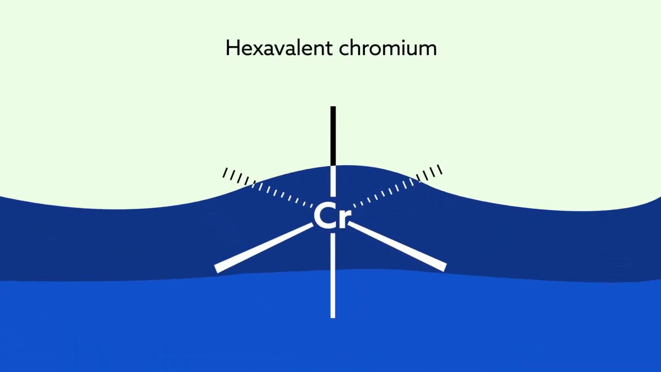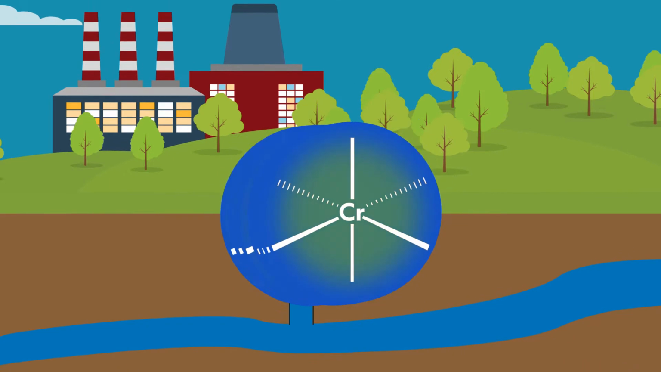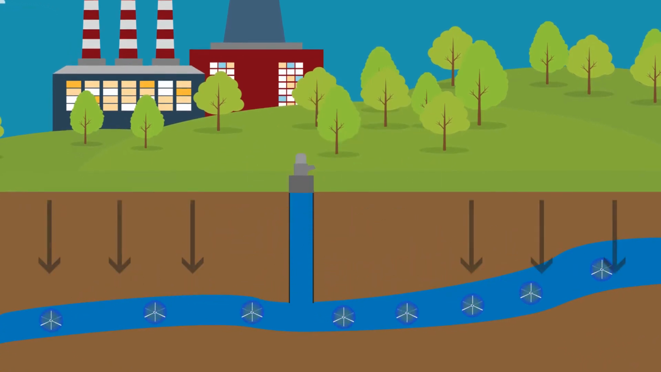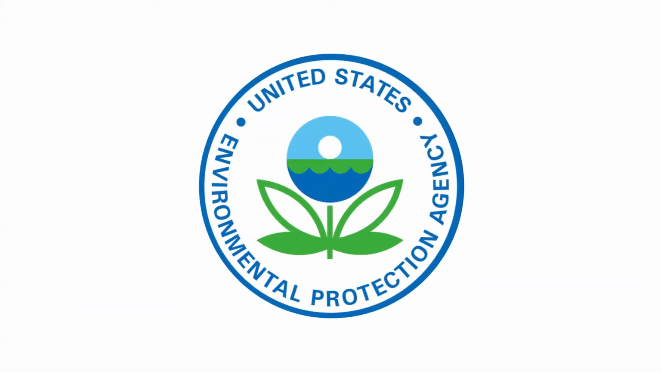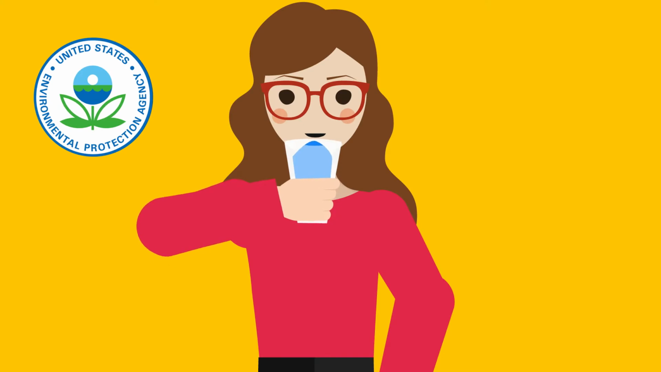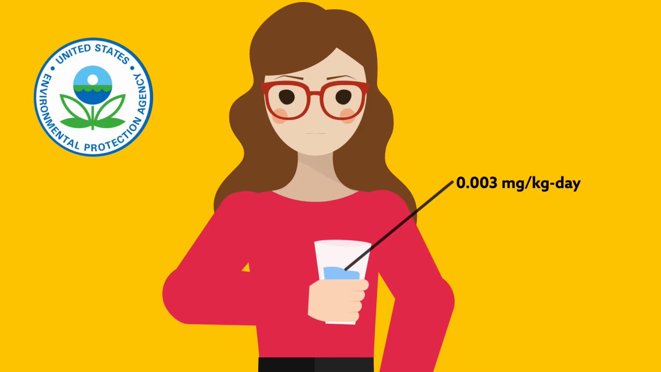Hexavalent chromium is a soluble and potentially toxic form of chromium commonly detected in drinking water at low concentrations. It can enter groundwater from natural sources or from industrial runoff and can be a contaminant in soil from industrial emissions. The EPA regulates the amount of chromium in water, and the reference dose, or safe dose for oral exposure, is 0.003 of a milligram per kilogram of body weight per day.